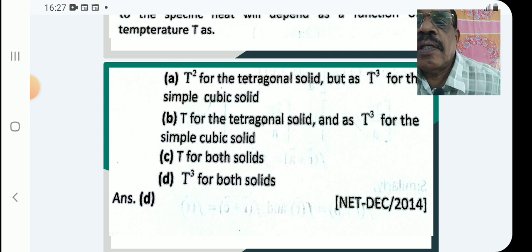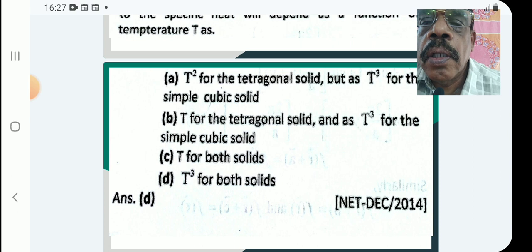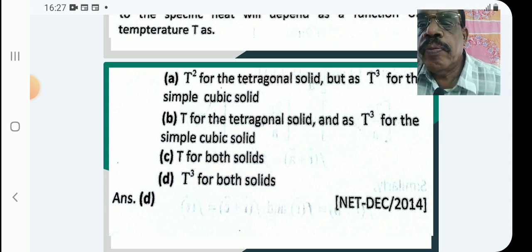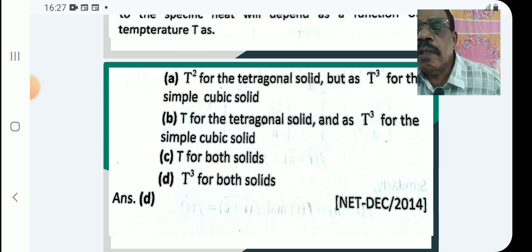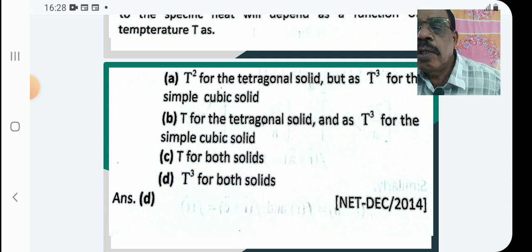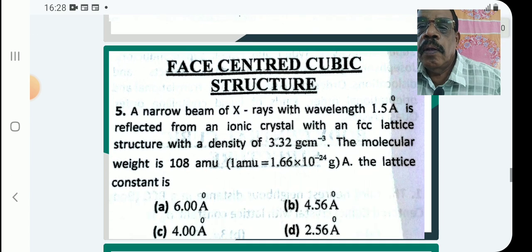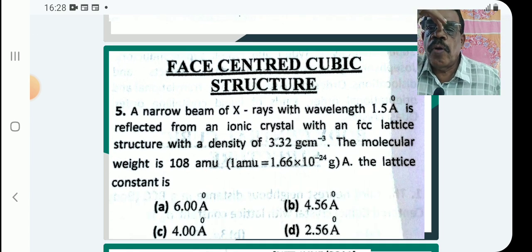T square for the tetragonal solid and T cubed for the simple cubic solid. T for the tetragonal solid and T square or T cubed for the simple cubic solid. T for both the solids. T cubed for both solids. Answer is D, T cubed for both solids. There is no proof, only just remember the point.